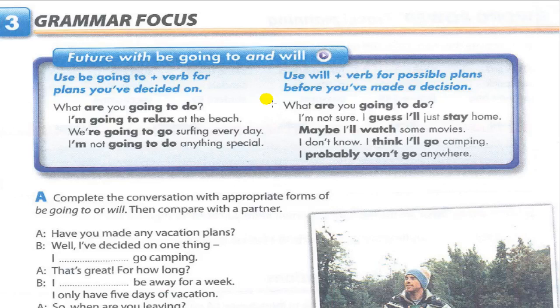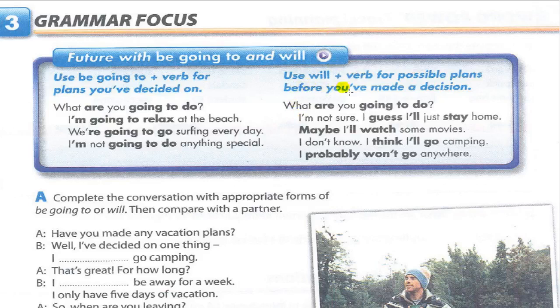Page 31, Exercise 3, Grammar Focus. Future with be going to and will. Use be going to plus verb for plans you've decided on. What are you going to do? I'm going to relax at the beach. We're going to go surfing every day. I'm not going to do anything special.